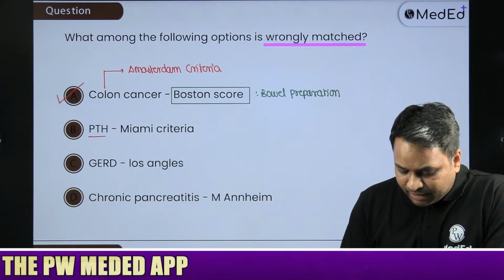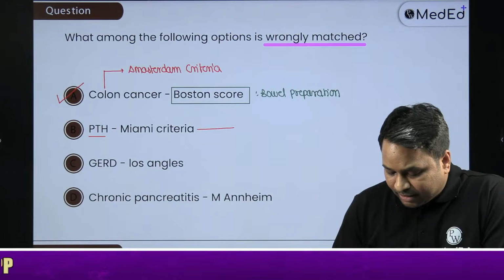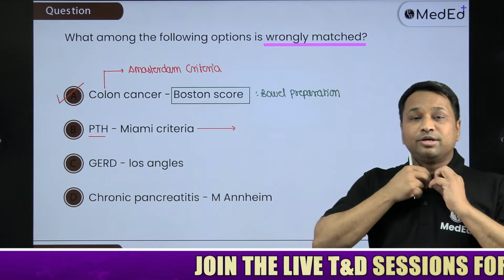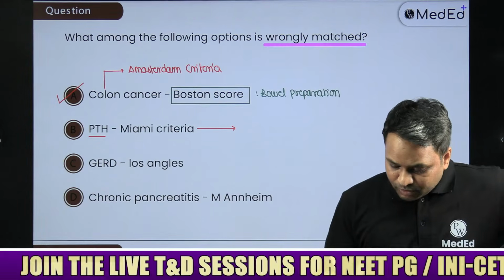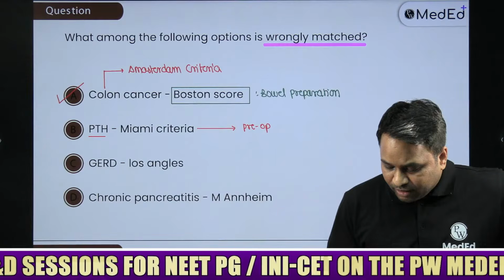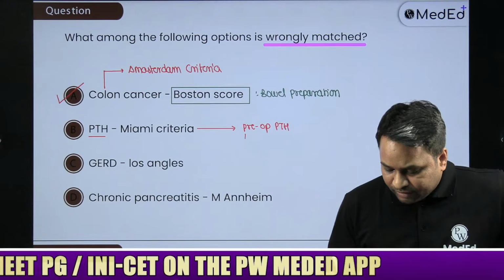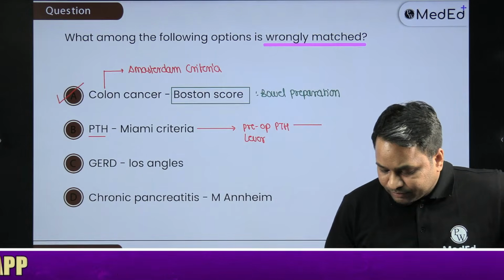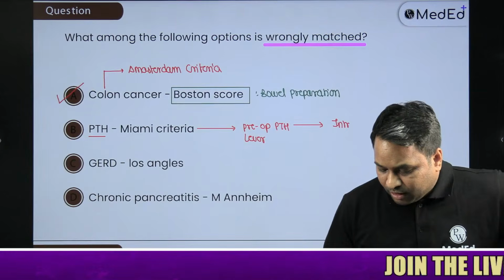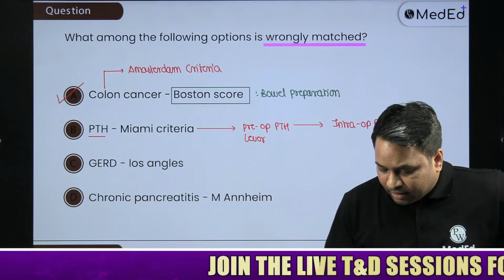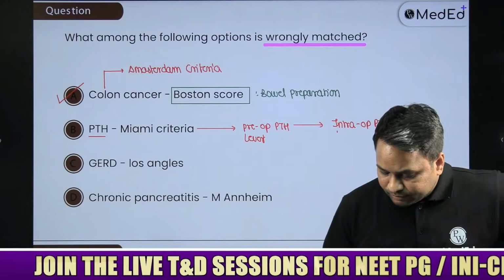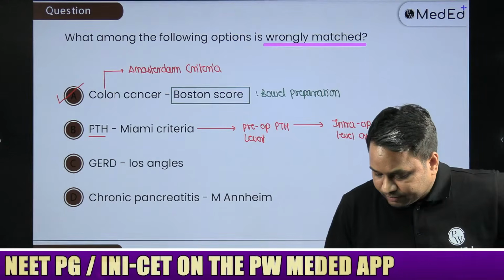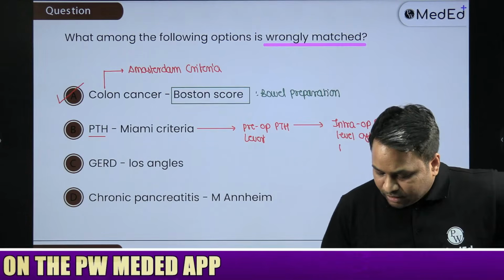Parathyroid hormone, it is Miami criteria. I hope everybody knows what the Miami criteria is. We use it for primary hyperparathyroidism when you are resecting it. So we measure the pre-operative parathyroid hormone level, and then we measure the intraoperative parathyroid hormone level after removing the pathology.